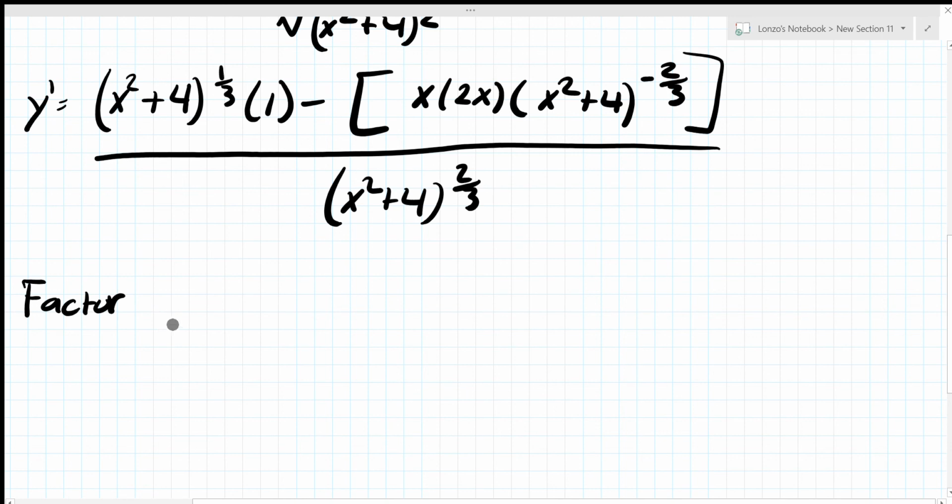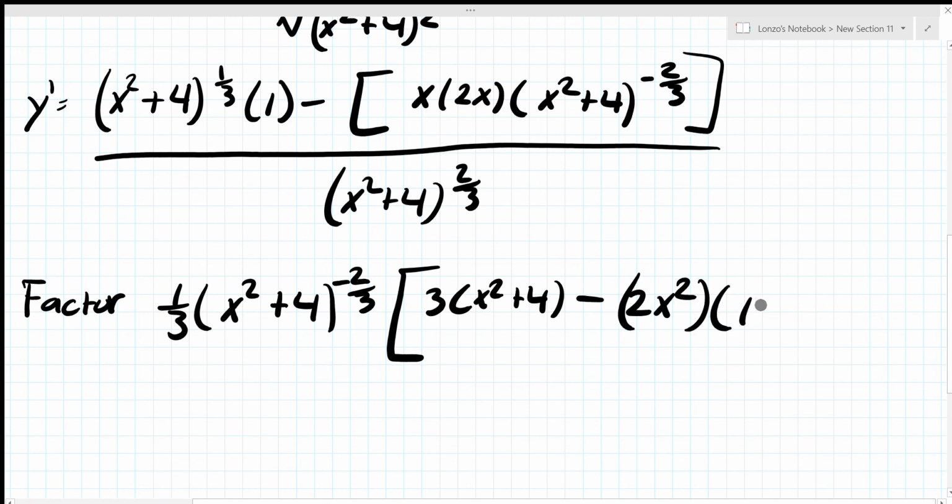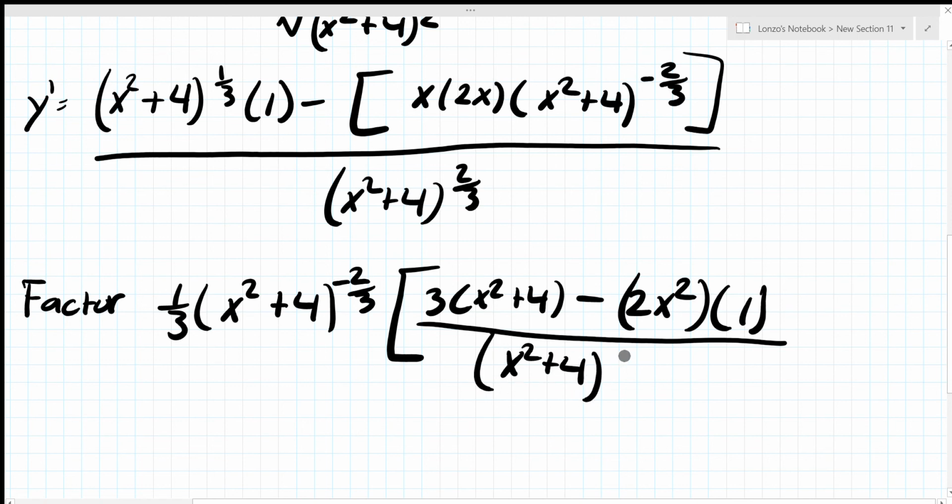I can factor out a 1/3 (x squared plus 4) raised to the negative 2/3 power. And when you factor that out, you're going to get 3 times (x squared plus 4) minus 2x squared times 1, all over (x squared plus 4) raised to the 2/3, and then make sure you bracket that out.